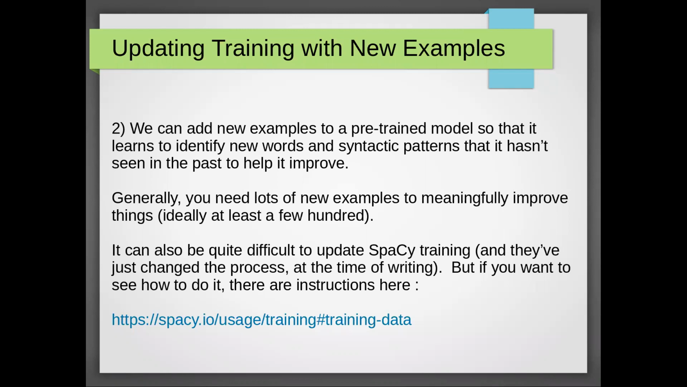A couple of disadvantages of doing this. The first is that you need lots of examples to get it to meaningfully pick up on stuff like that. If you've only got a few examples, there's a danger of overfitting, that it looks for stuff that's too specific to the examples you gave. And by a lot, I mean at least a few hundred. So don't enter into this lightly, because remember, you're going to have to give it all of these examples.